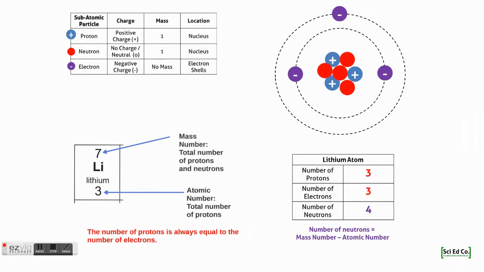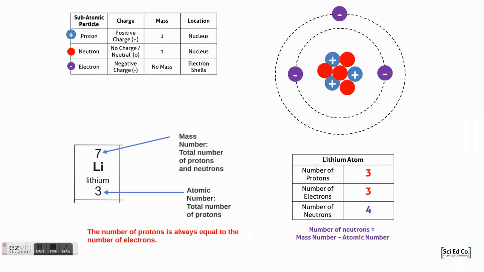The table at the bottom right hand side of the screen lists the number of protons, neutrons and electrons that lithium has. We know that lithium has 3 protons because it has an atomic number of 3. If lithium has 3 protons, it must therefore have 3 positive charges. It must also have 3 negative charges and so have 3 electrons.